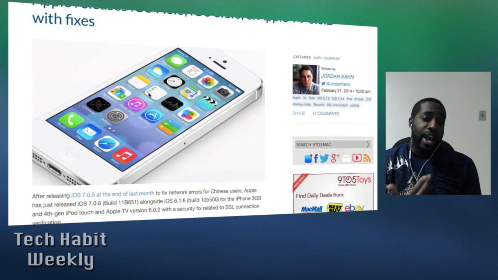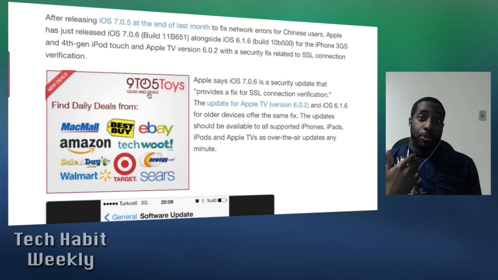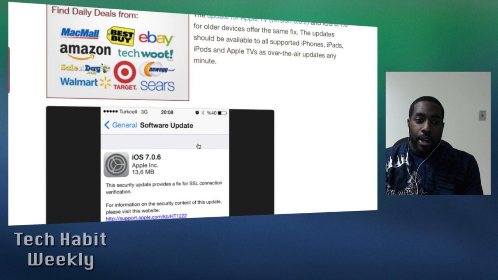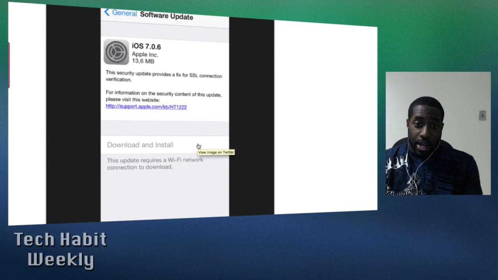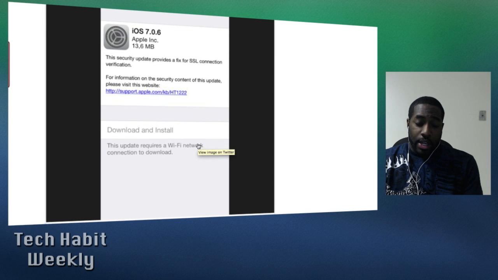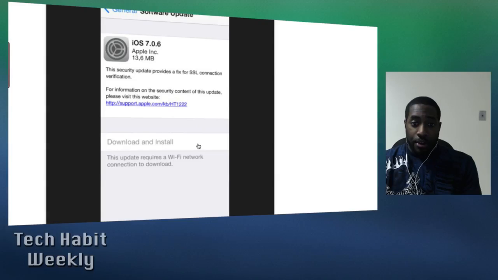Honestly, myself, I haven't downloaded it because my phone is still jailbroken right now, and I've got some content that I'm going to be putting out about that on my YouTube channel. So stay tuned for that as well. But it says here that one of the bug fixes was the SSL fix, like it was in 10.9.2. Apple says that iOS 7.0.6 is a security update that provides a fix for connection verification, and also for the Apple TV version 6.0.2, and for iOS 6.1.6 for older devices that offer the same fix.